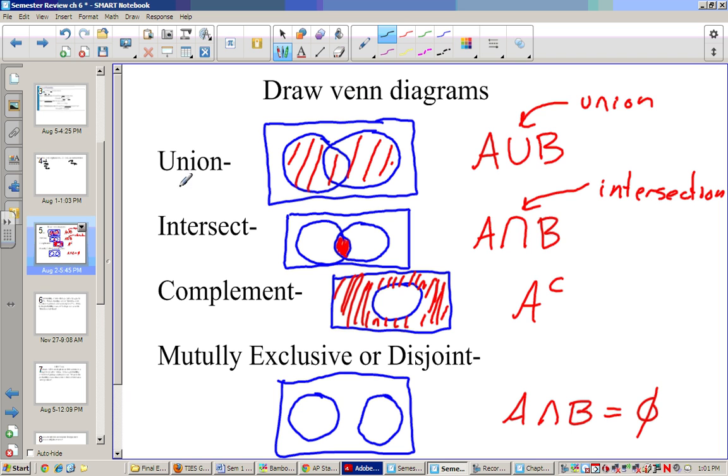Now there are different words: union, intersect, complement, and mutually exclusive, or disjoint. Those last two mean the same thing. A union is represented with A union B. That's everything inside both of the circles. An intersection is the things that are in between. They're in common in both A and B. And a complement is everything outside of that particular circle. Mutually exclusive means that there's nothing in common.